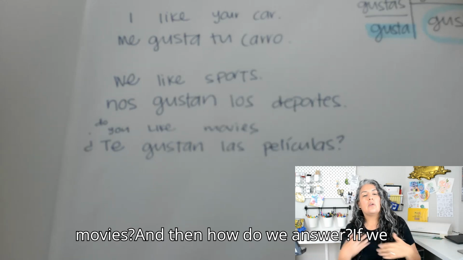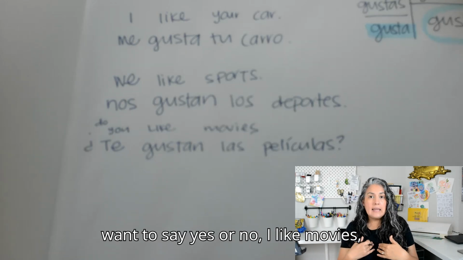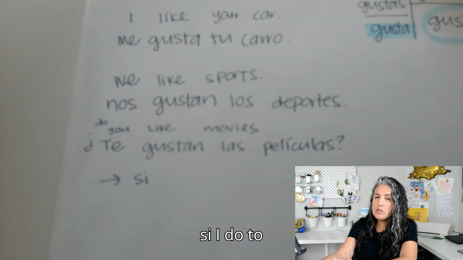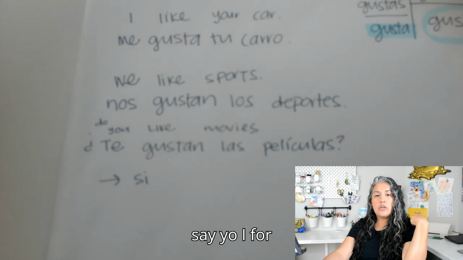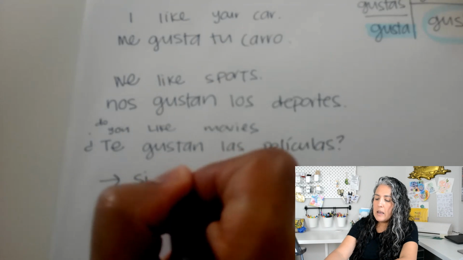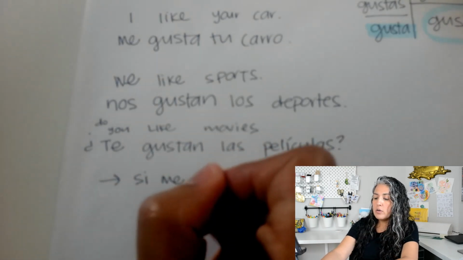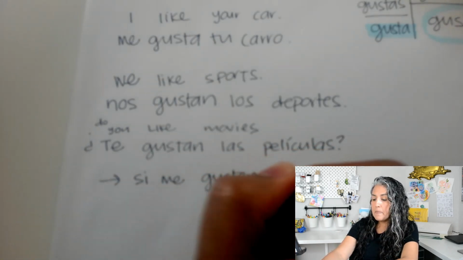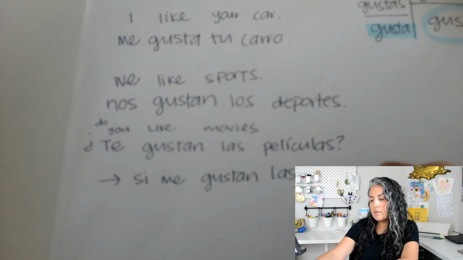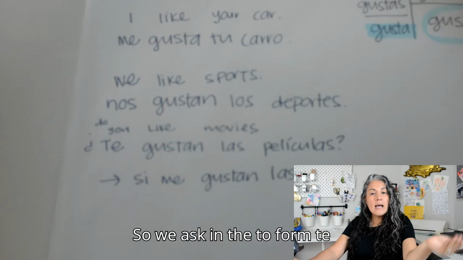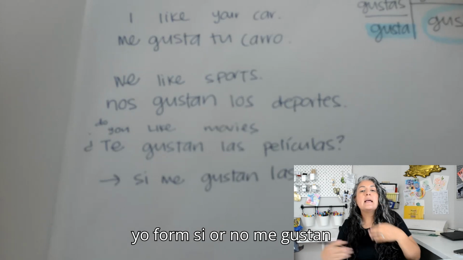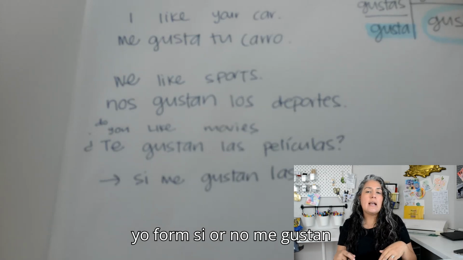And then how do we answer if we want to say yes or no? I like movies. We just answer sí, I do. To say yo, I, for gusta, we use me. Sí, me, plural, gustan las películas. So we ask in the tú form, ¿te gustan las películas? We answer in the yo form, sí or no, me gustan las películas.